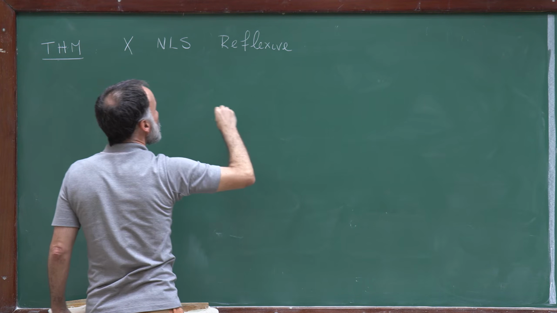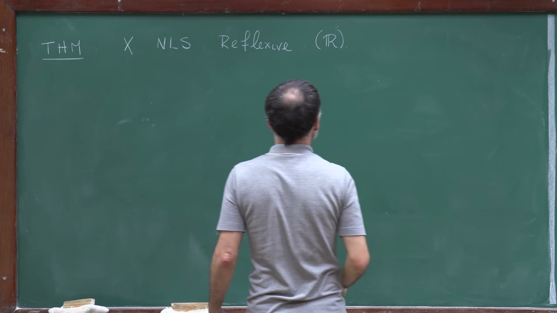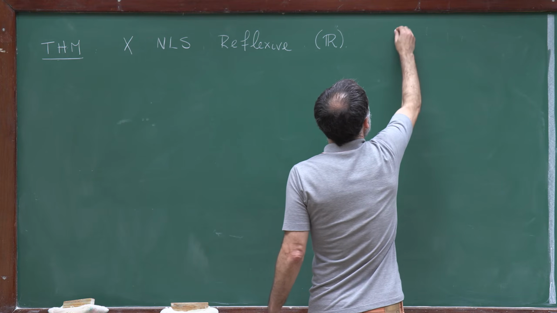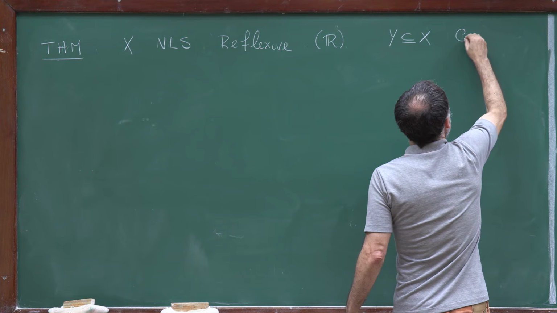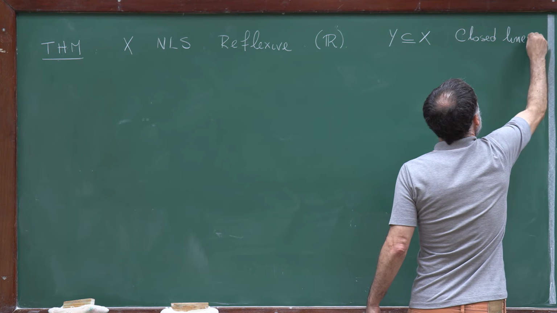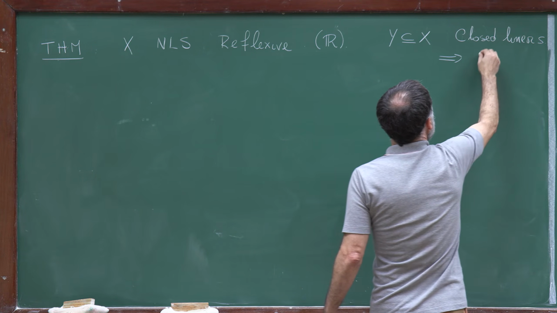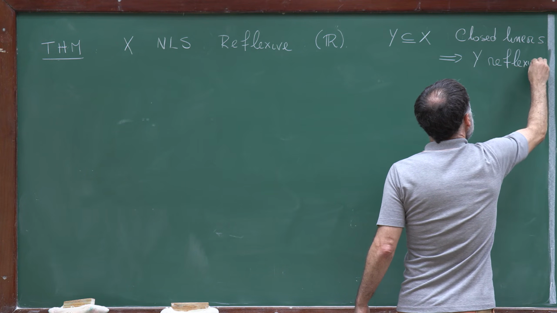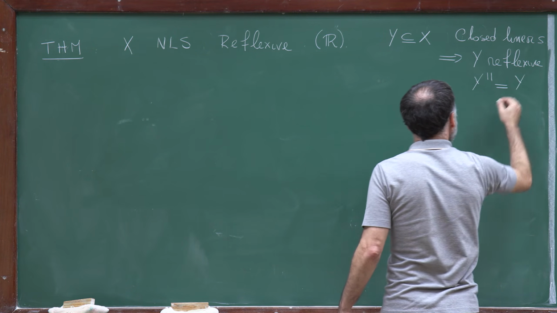So let's assume that the scalars are the real numbers, because we will use Banach, and let's consider Y a closed linear subset. And what I claim is that Y is reflexive, which means that Y double prime is equal to Y.